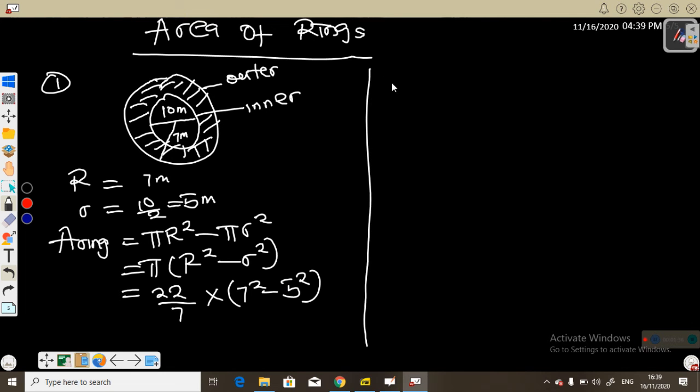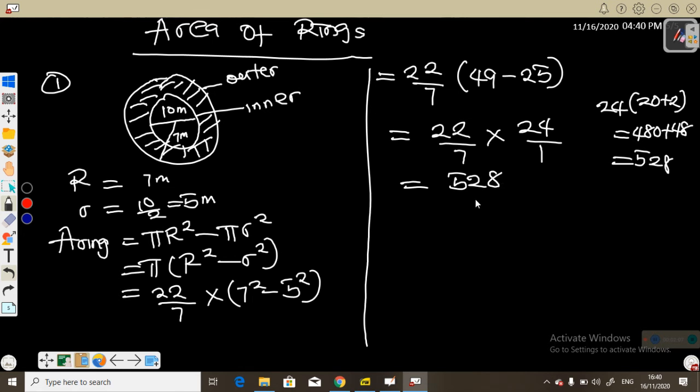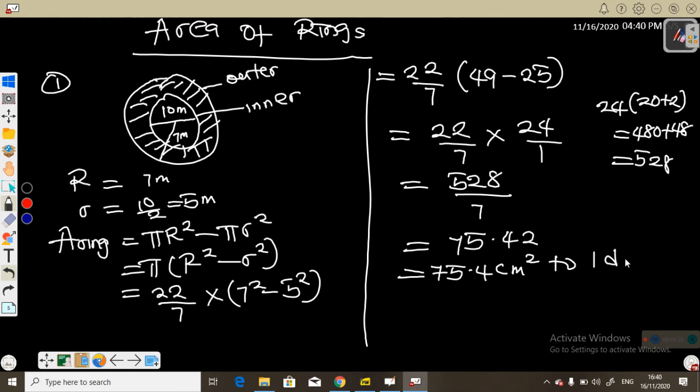If we solve that equation, we obtain 22/7 times 49 minus 25. So this is 22/7 multiplied by 24. Working through the multiplication and division, approximately the area is 75.4 meters squared to 1 decimal place.